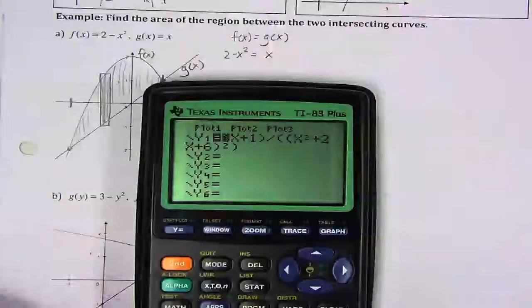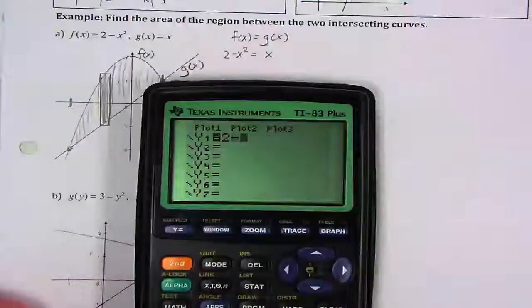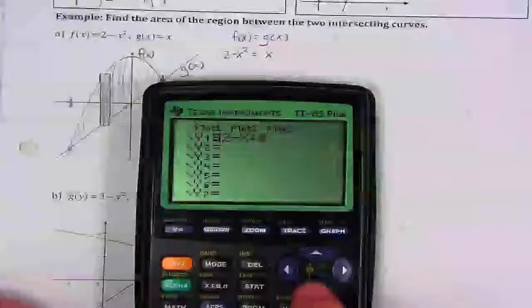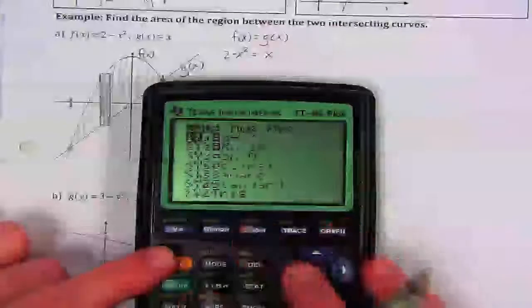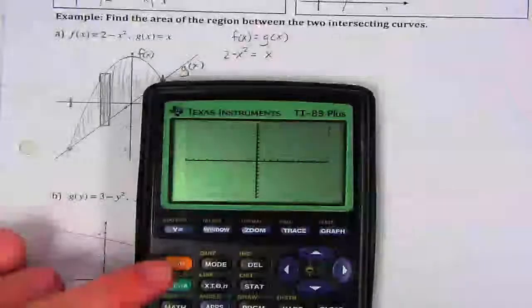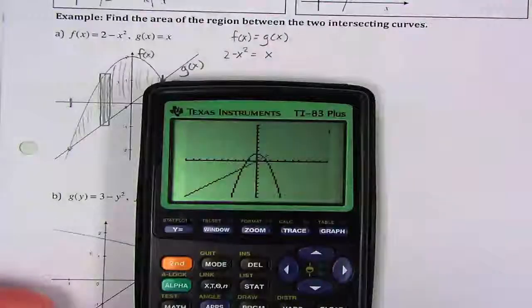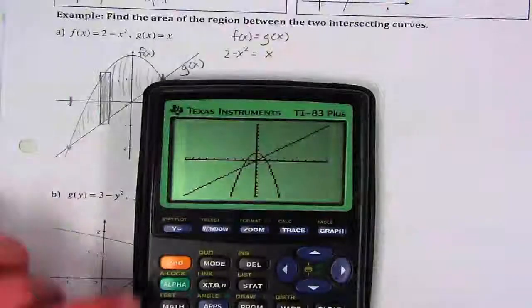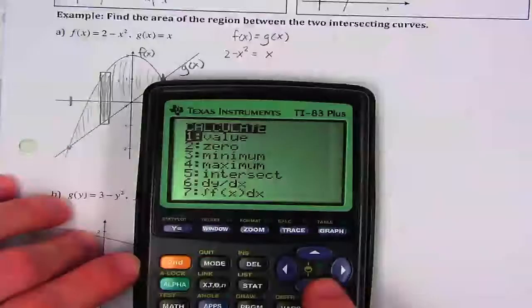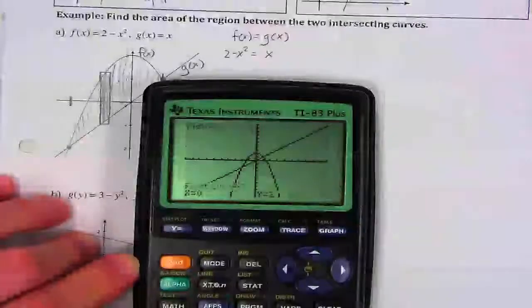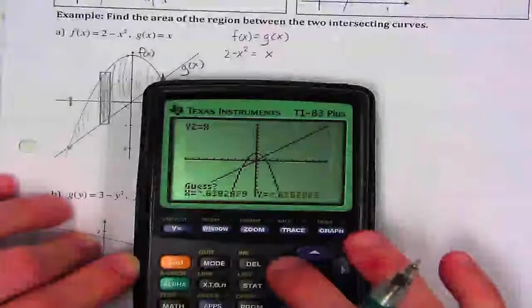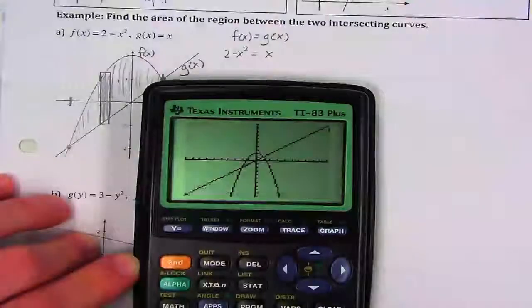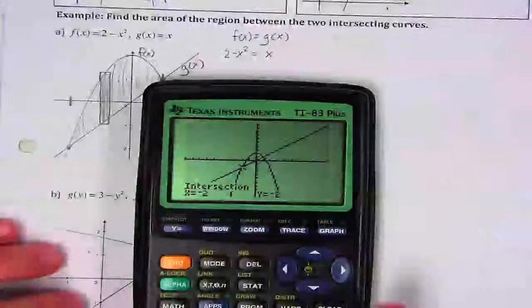So one of the functions here is 2 minus x squared. The other function is x. Now let's just zoom standard here. Okay. Now to find the intersection points, we're just going to go second calc, intersect. You pick your one curve, you pick your other curve, and then you guess. And it's -2, -2 for one of them.